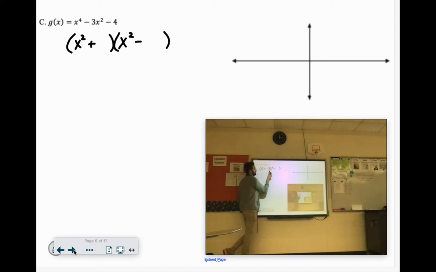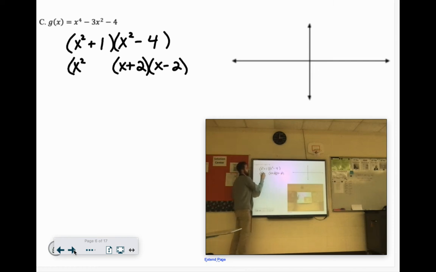Factors of 4 that are 3 apart would be 4 and 1. To make them add up to -3, we'd have x squared minus 4 and x squared plus 1. Now we can factor x squared minus 4 still. So x plus 2 times x minus 2. X squared plus 1 we can't do anything with yet.